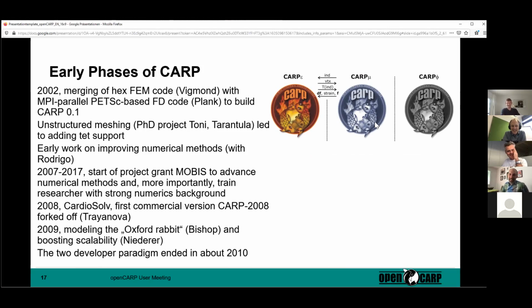At this time we realized that CARP was electrical, but we had the framework in place that we should be able to, and then it was obvious that we had to move into mechanics, and in the far horizon we had fluids. And this was a slide taken from 2008 at a presentation I gave in Oxford.